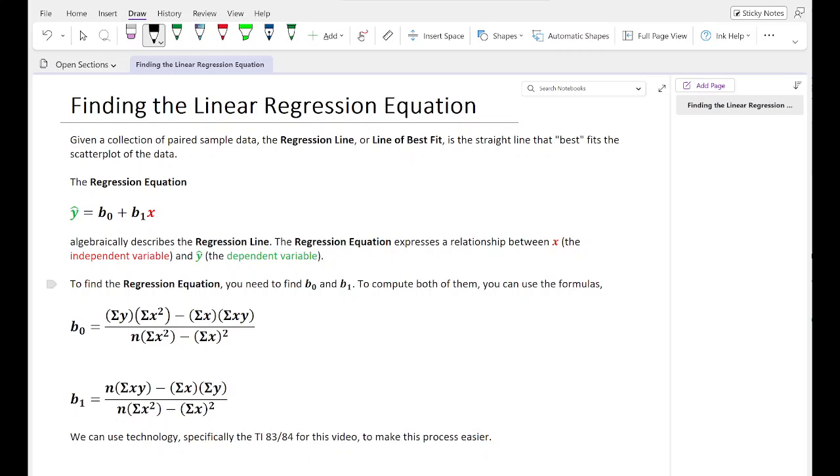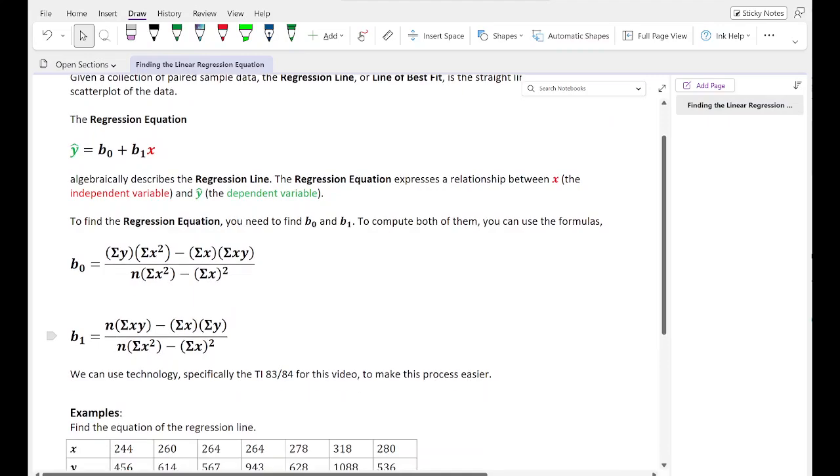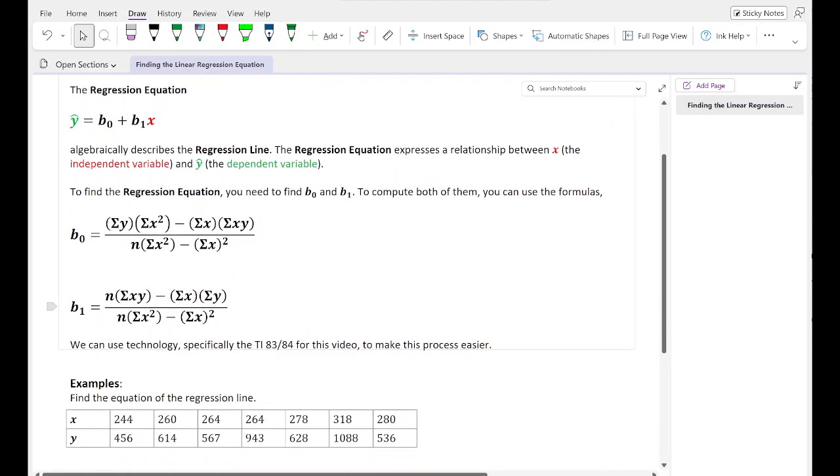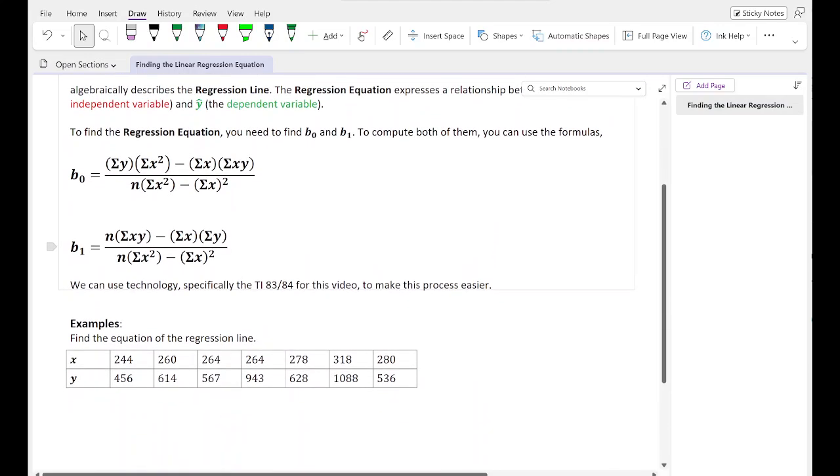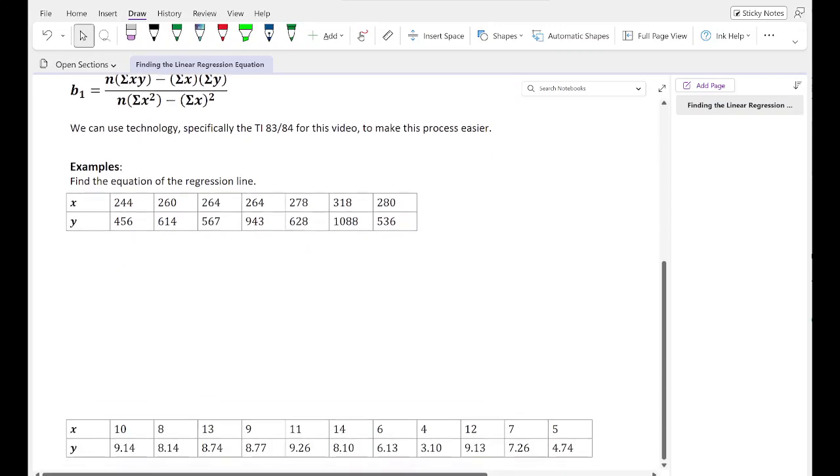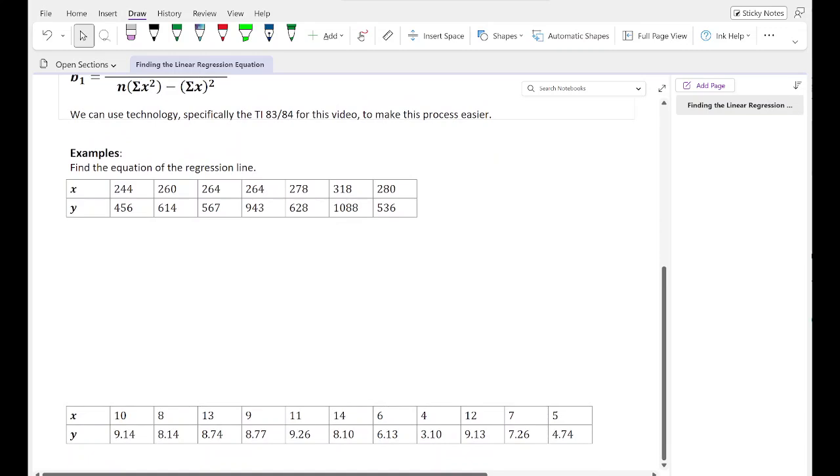To find the regression equation, you need to find both b naught and b1, and to compute both of them, you can use these formulas here. These lovely formulas for b naught and b1. Just so great. Now, I'm not going to use those formulas. I'm going to actually use technology. Specifically, I'm going to use a TI-83 to do the work for me. But if you wanted to do it by hand, these are the two formulas you would have to use to find both of them. So we're not going to do that. We're going to do it much easier. We're going to use a calculator.